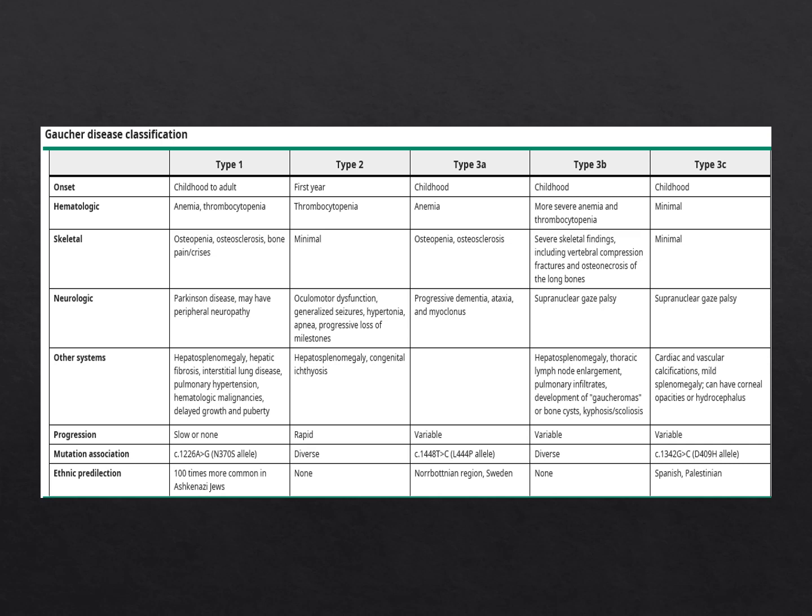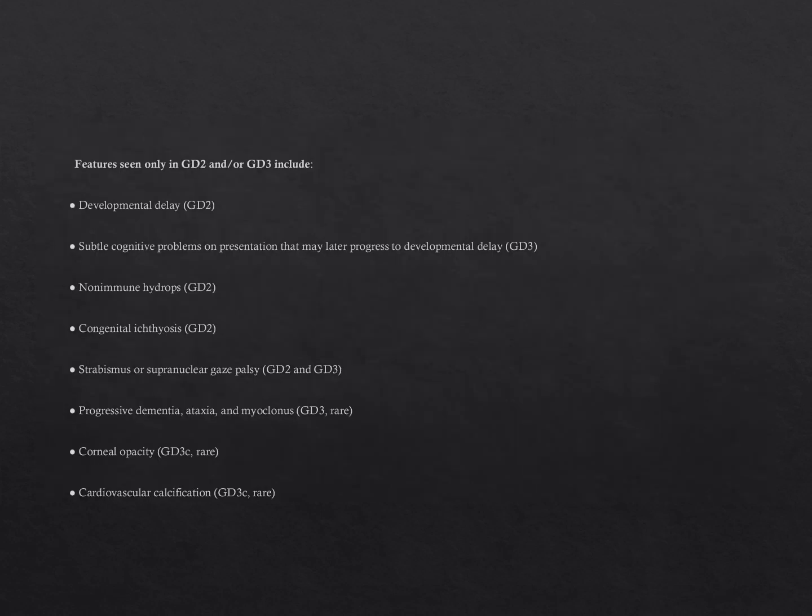The other points to be noted include the common presentation, which includes hepatosplenomegaly among all the types, but type 2 and type 3 have more neurological and cardiac manifestations as compared to type 1, which has more hematological and skeletal manifestations.